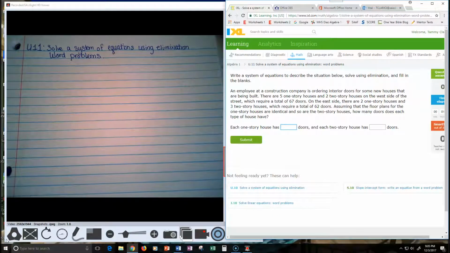Alright, here we are at U11. Solve a system of equations using elimination with word problems. So let's just jump in and get started.